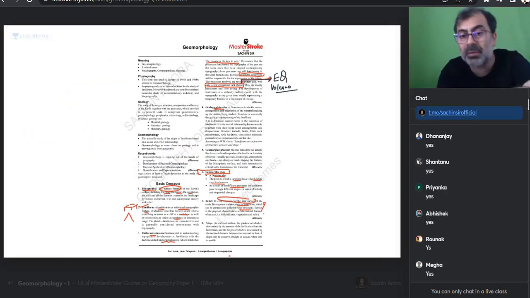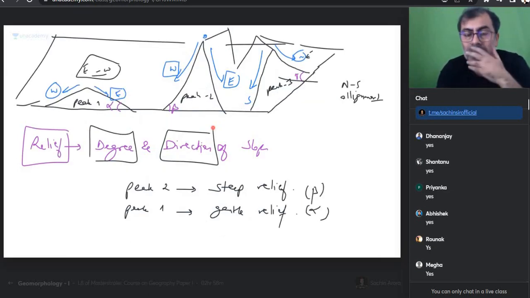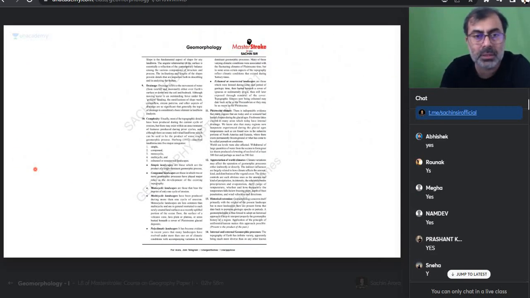Okay. Now slope. Everyone has understood what is the slope. Slope is the angle with the horizontal. Slope, gentle, and all that. That is that. We're doing definitions. इसी को हम समझने की कोशिश कर रहे हैं.